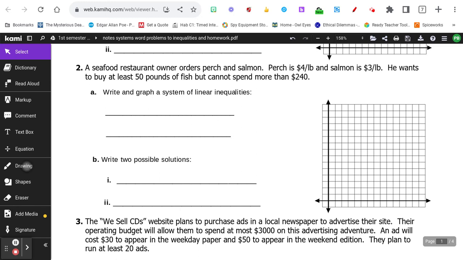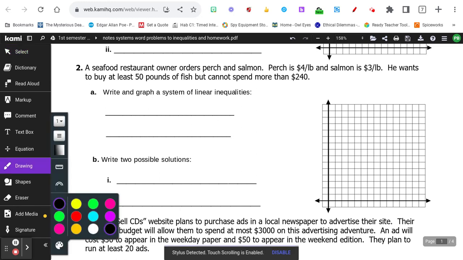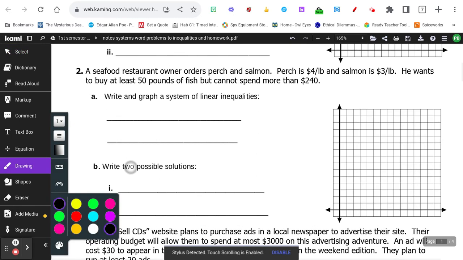All right, so picking up on number 2, it says a seafood restaurant owner orders perch and salmon. So I can already tell you that perch is going to be thing 1, and salmon is going to be thing 2. Perch is $4 per pound. That's going to be X. Thing 1 is going to be associated with X, thing 2 associated with Y. So 4 is going to sit with X. Salmon is $3 per pound. That's going to be your B. It's going to sit with Y.